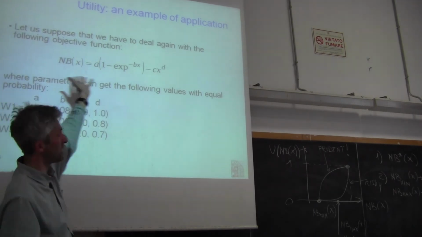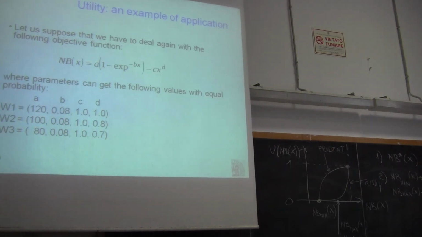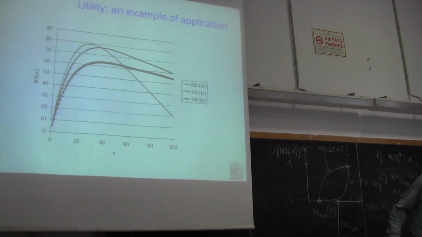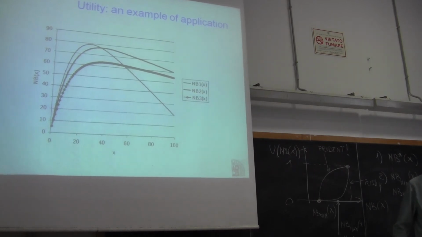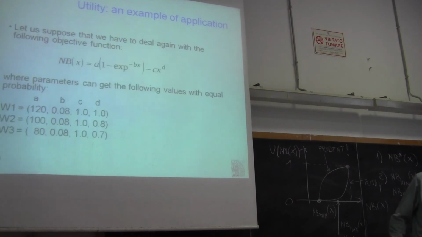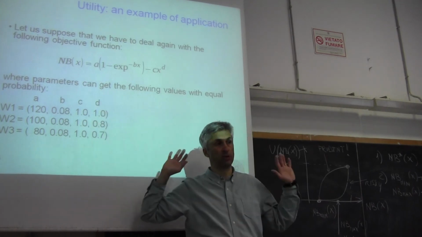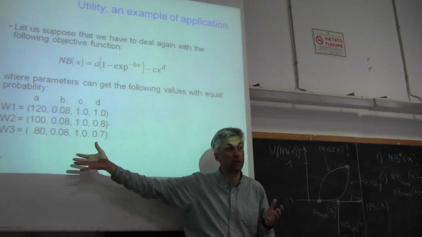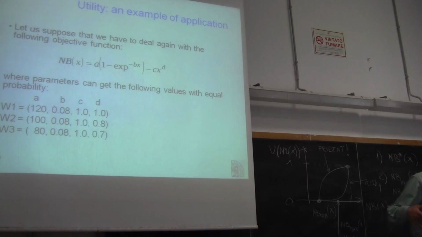Again, I have my benefit function, and the three vectors are given by these values. And this gives rise to the three curves that I already showed to you. Again, these are the three vectors. So again, you have only three possible outcomes. So uncertainty is given by the fact that you don't know what is the right one, but you know for sure that one is right. Okay. So I could select the maximum of the minimum, for instance, but let's see what happens.